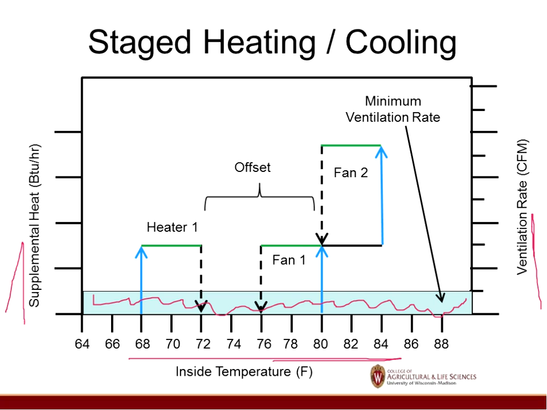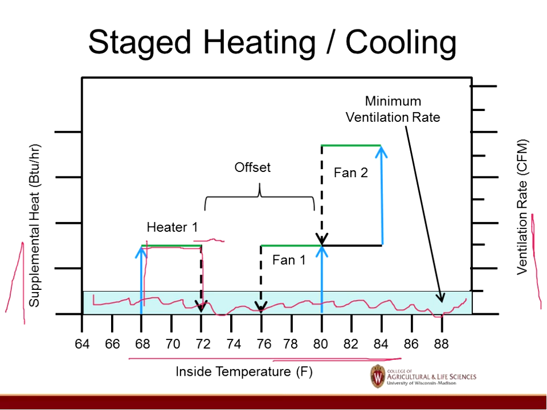So, if we drop down to 68, this heater is going to come on. It's going to heat until it gets to the shut-off point. In this case, I've got it set at 72, and then it's going to stop. Now, if we look at the temperature of the building, after it stops, the temperature may drift up a little bit as the heat from the heater gets distributed through the building.